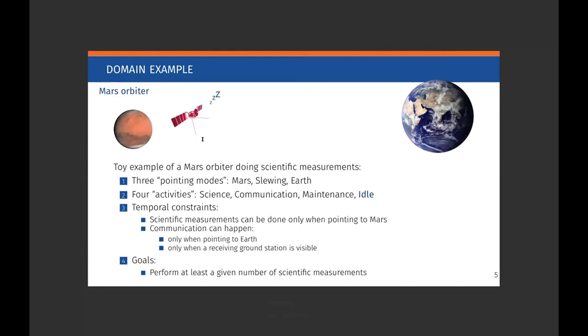You may want to apply some temporal constraints over these pointing modes and activities. For example, you want scientific measurement to be done only when pointing to Mars, and you want communication to happen only when pointing to Earth, and only when some ground station is visible. And you may want to reach some goals, which are not distinct from other kinds of constraints, but you may think of them as goals. For example, to perform at least a given number of scientific measurements in a certain amount of time.